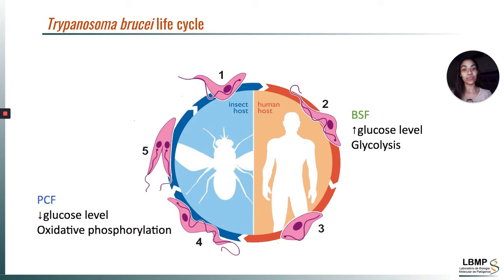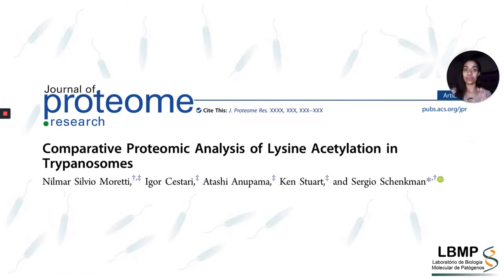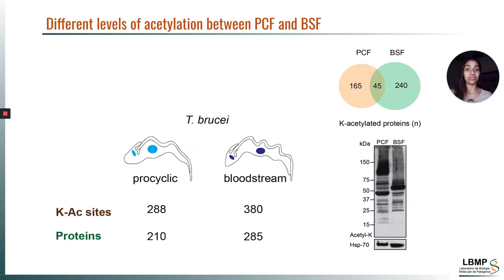These two forms were used in a recently published paper by our lab when we described the acetylome, that is the set of acetylated proteins, of some protozoa, comparing the procyclic form present in the invertebrate host and the bloodstream form present in the mammalian host. And we found that these forms have different levels of acetylation.